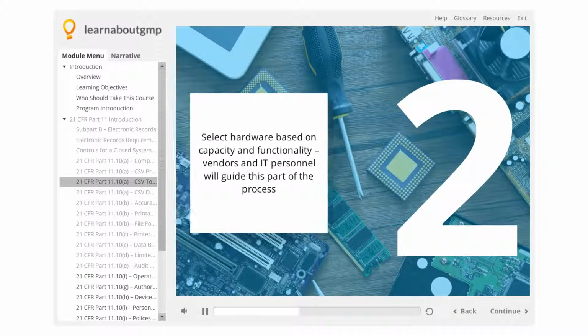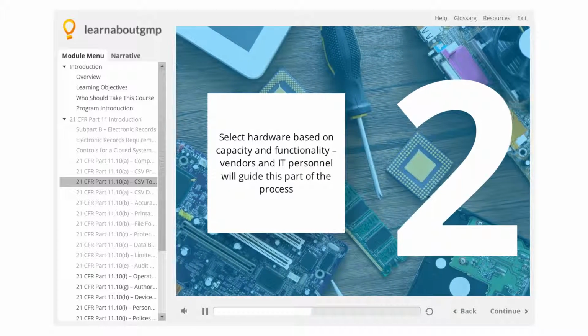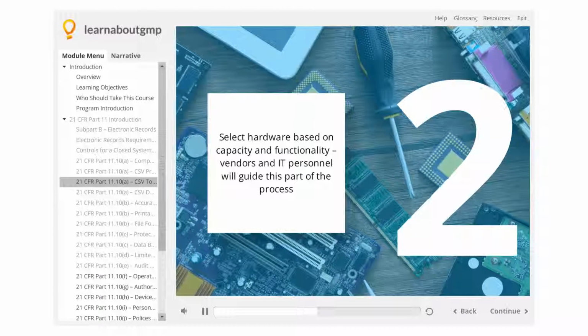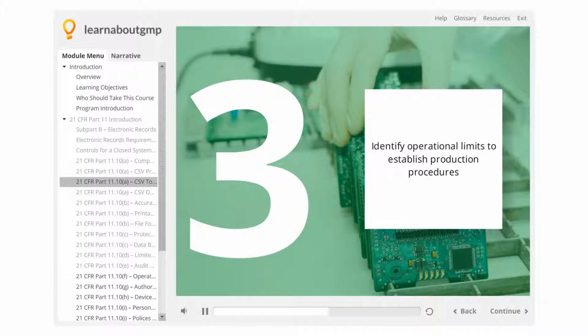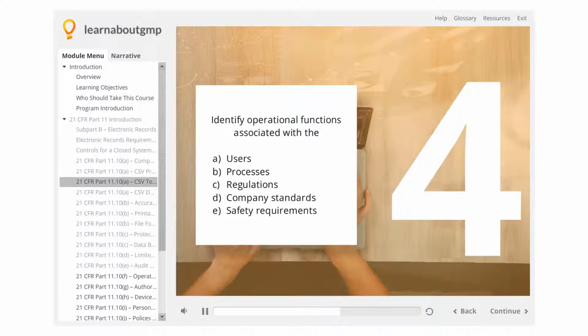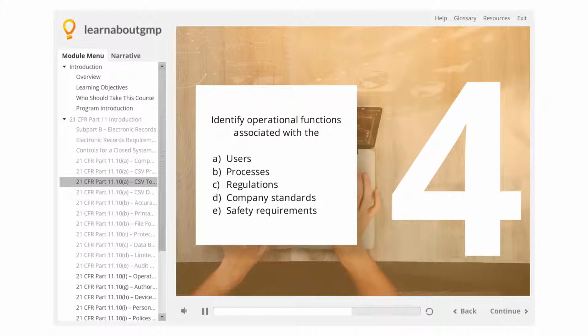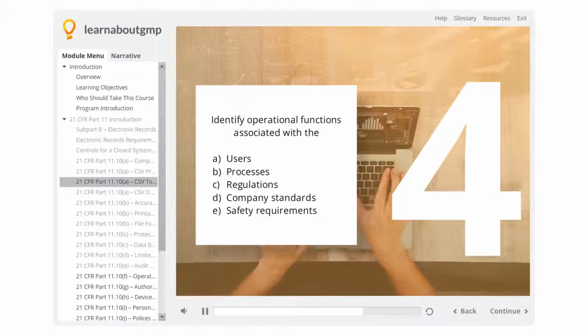2. Select hardware based on capacity and functionality. Vendors and IT personnel will guide this part of the process. 3. Identify operational limits to establish production procedures. 4. Identify operational functions associated with the users, processes, regulations, company standards, and safety requirements.